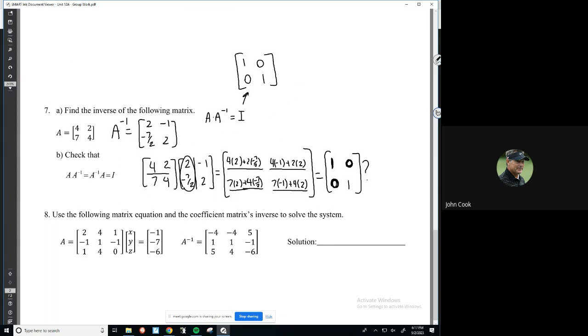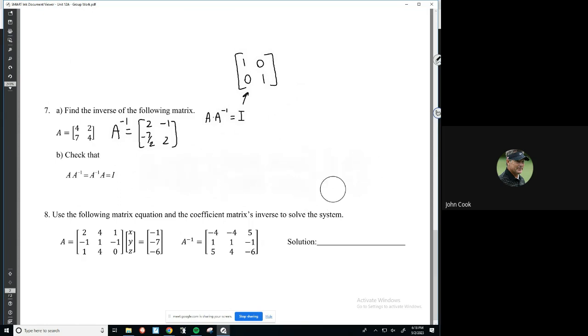And then the last one, -7 plus 8. Yep, that's +1. Okay, so this one checks out. And then what we would do is we'd switch the order and see if it gives us the same thing. And then after that, this last problem is super easy.